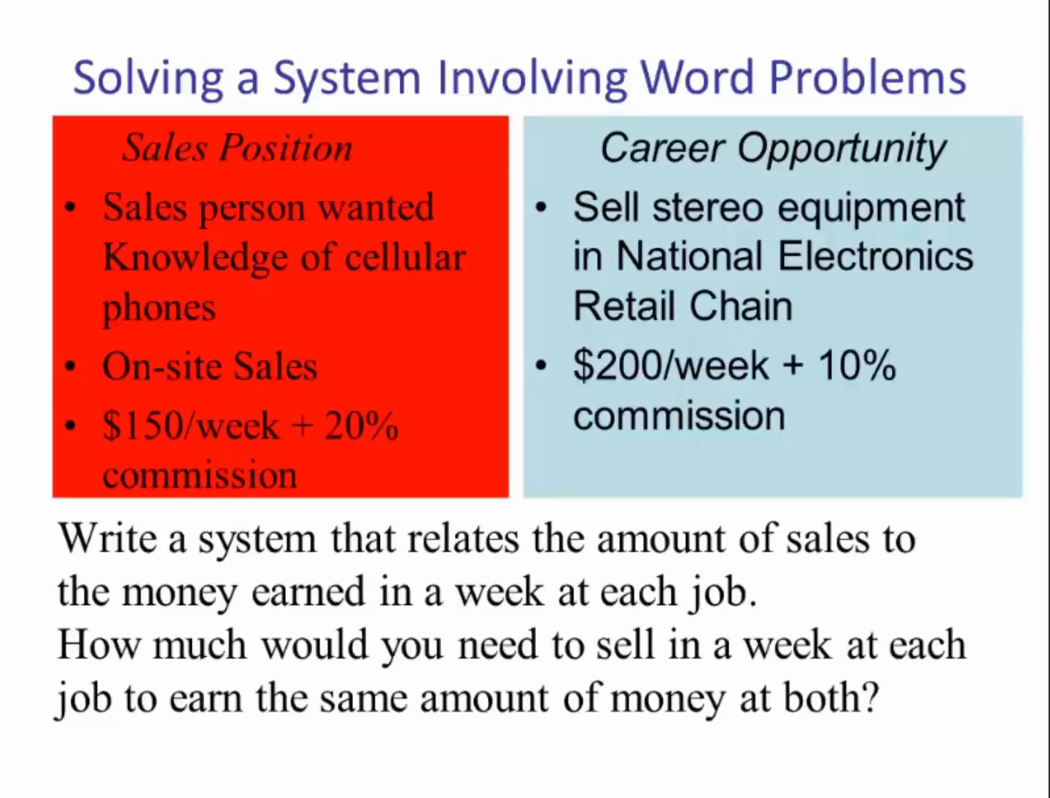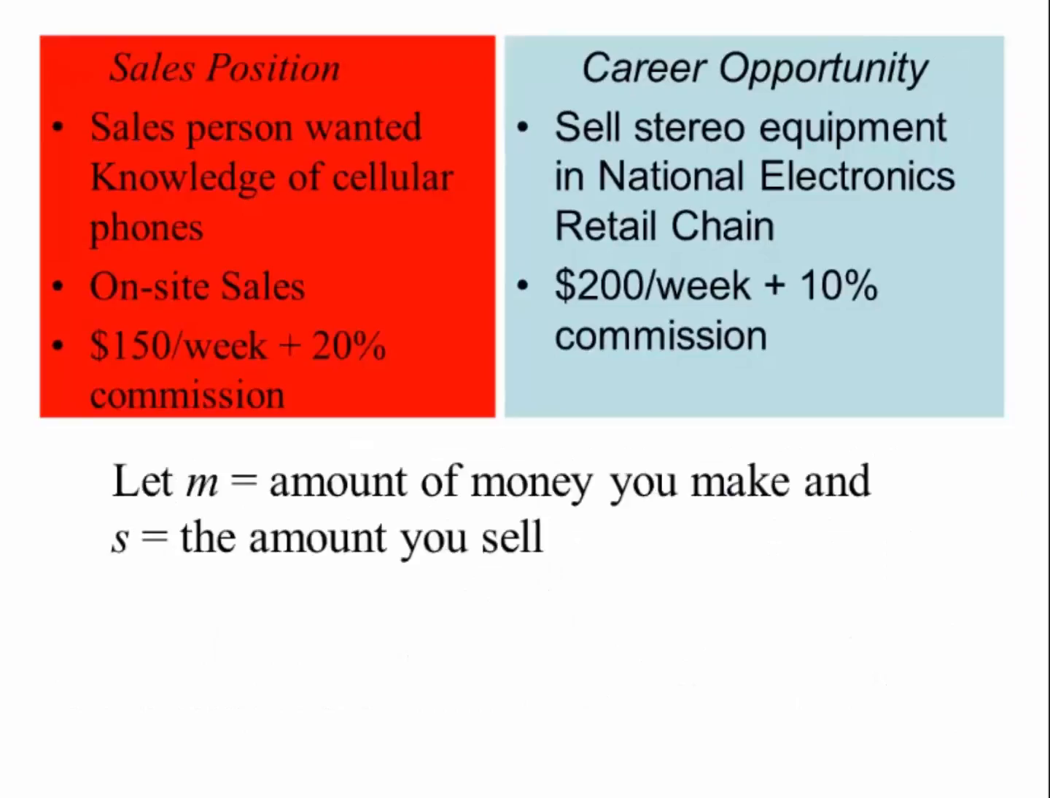So our first step is to identify what the variables are, and in this case we need to know the amount of sales, and then that will give us how much money we get paid for each job. So we're going to let M be the amount of money that you make, and that is dependent upon the amount that you sell. So for the cell phone, 20% commission means if you take 20% of how much you sell, that's your commission. And then we're going to add that to the 150 that you get each week. For the stereo equipment, it will be 10% times how much you sell plus $200 each week.